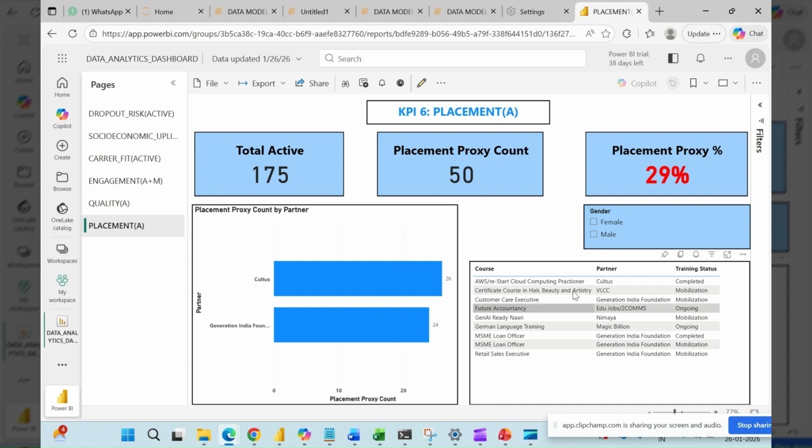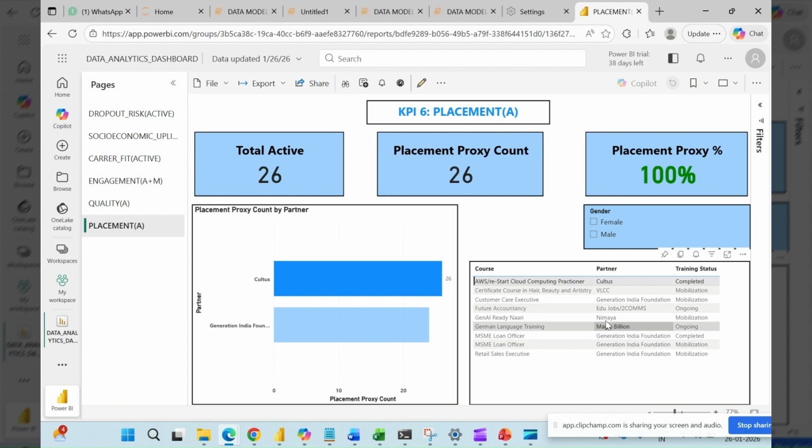You can see here on the right side, I have put the filter also for whichever is in mobilization phase, which is going, and completed. So management has a clear picture. If you click that, the data will change because courses are completed. So placement proxy is 100%, as we are treating that they have got the job.